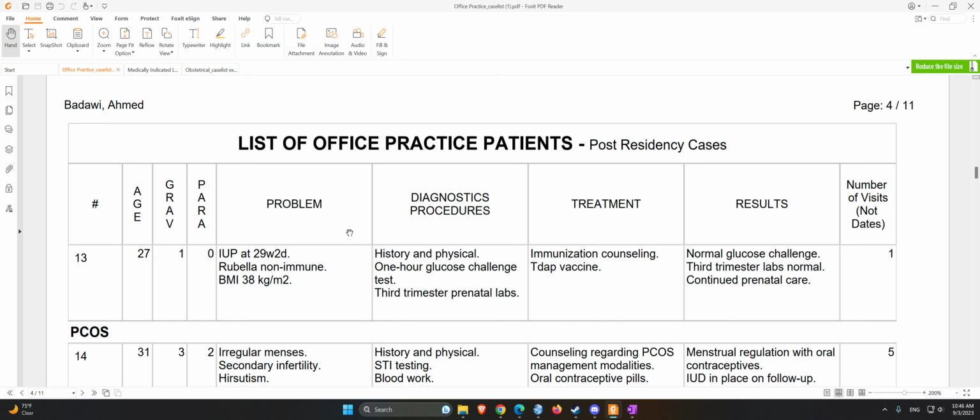Antiphospholipid syndrome is an autoimmune disorder. It could be inherited or acquired. To diagnose the syndrome, you would need one clinical criteria plus one lab work criteria.